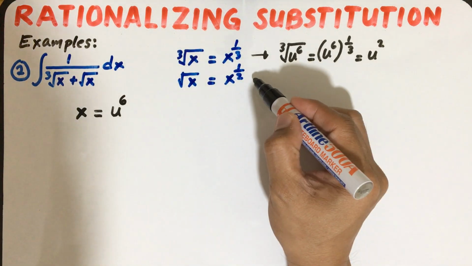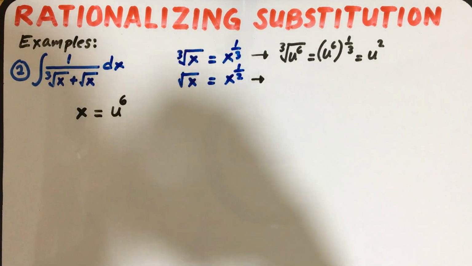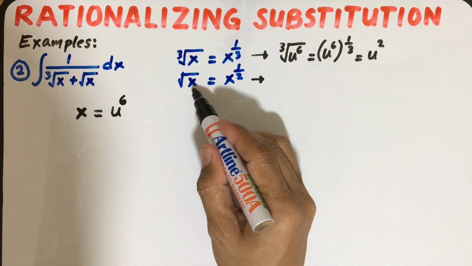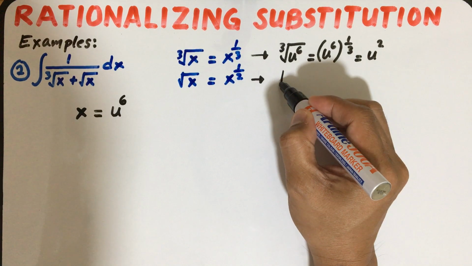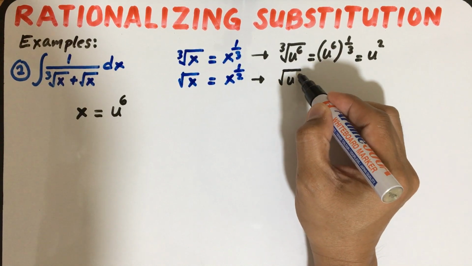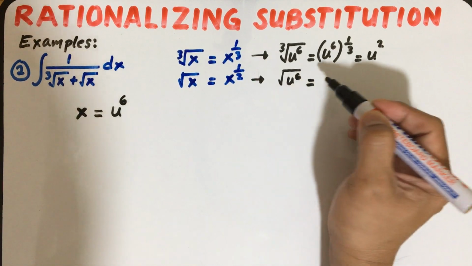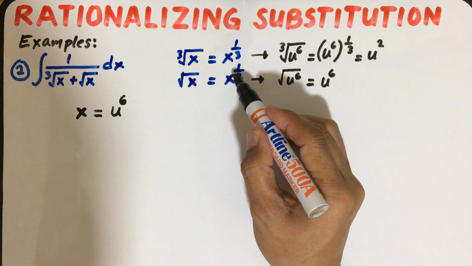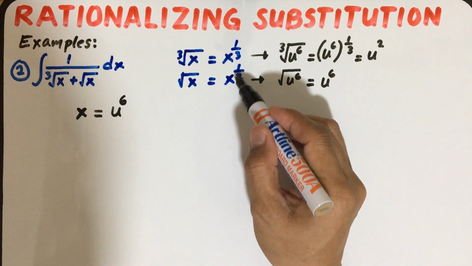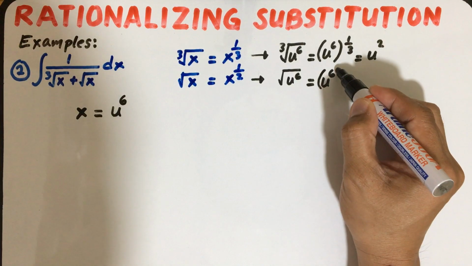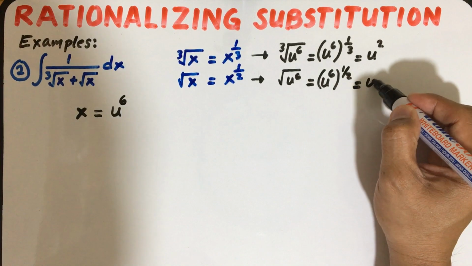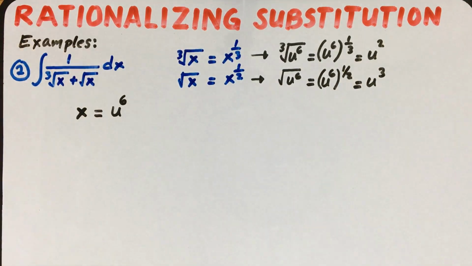And similarly for this, substituting x equal to u to the 6, the square root of u to the 6 is u to the 6 raised to the power 1/2, which is equal to u cubed. Right?